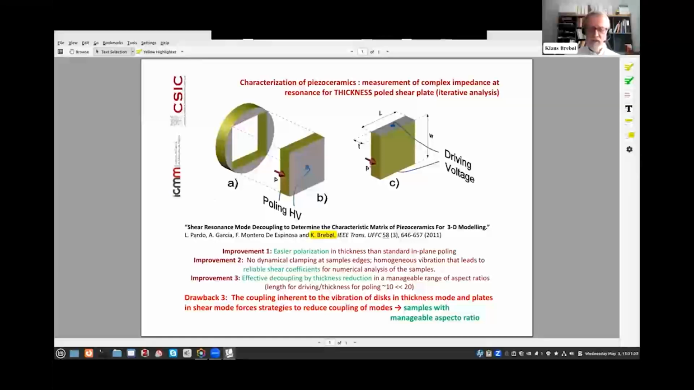The advantage of using this sample is that it's easier to polarize. It's the same poling condition as for the disk. So probably we have a more homogeneous set of samples and therefore a better homogeneity in the data we extract. And by the possibility of making this continuous change in the aspect ratio, we can adjust our spurious modes.